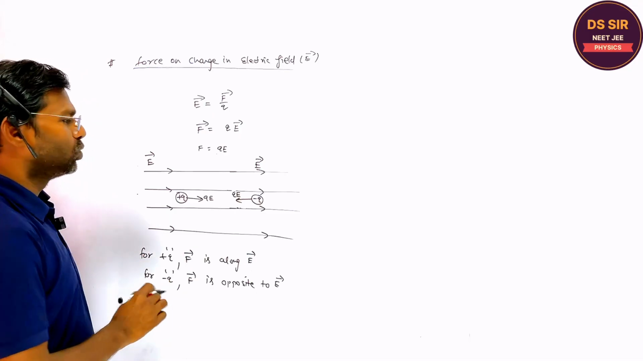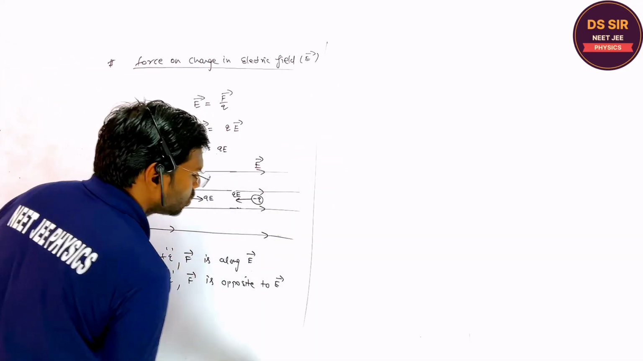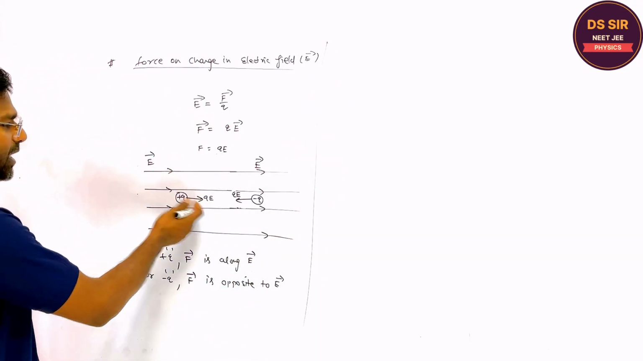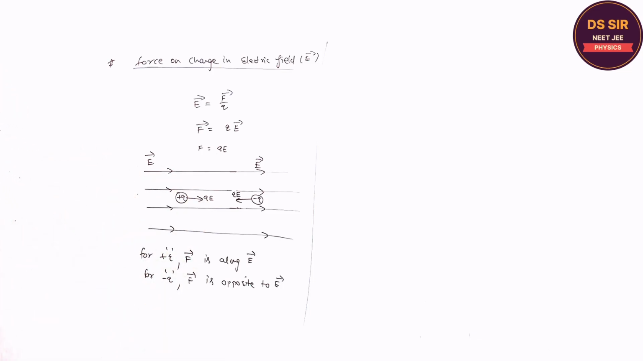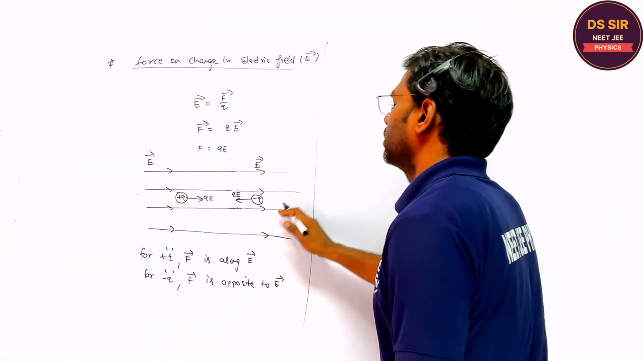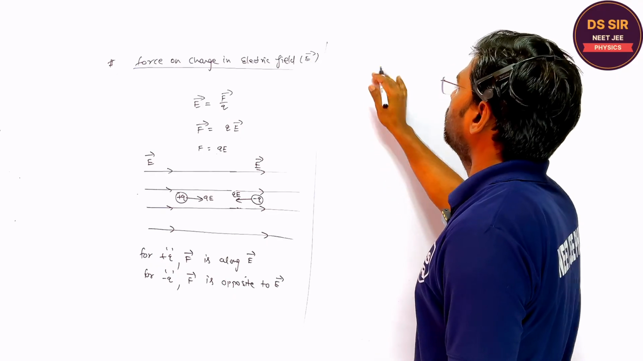Q into E, you have to remember, right? So this formula is many times used, right? Let's see some example. First, copy this. So how to solve this problem on the basis of this?